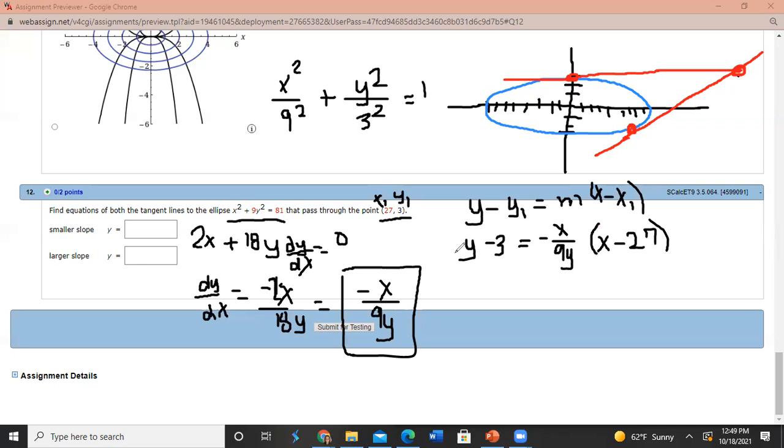Okay, we're going to maybe get an x by itself or the y by itself, because we're really going to have to use a system of equations. We're missing two things. We're missing an x, we're missing a y. So we multiply everything by, clear out the fractions, we can multiply everything by 9y.